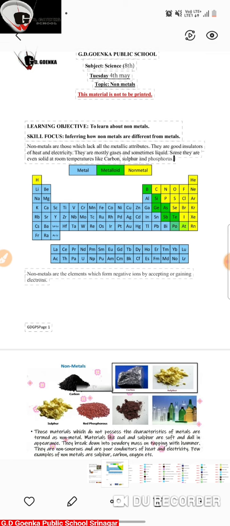That means we have classified metals into solid and liquid. Like we all studied, almost all the metals are in the solid form except for mercury. Similarly, non-metals are also categorized into various solid, liquid and gaseous forms. So we can say that non-metals are those materials which do not possess the characteristics of a metal.